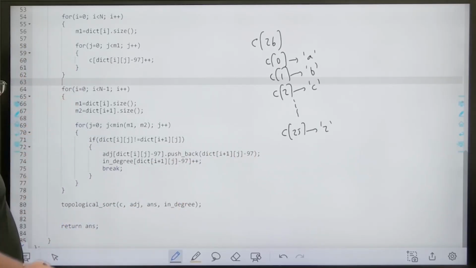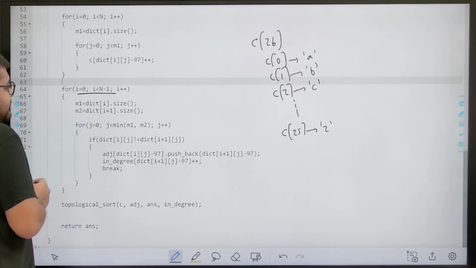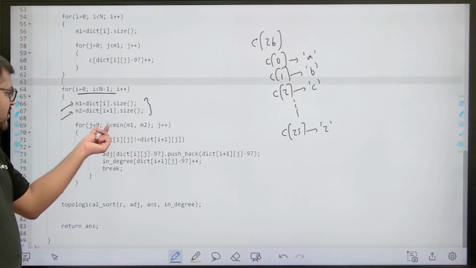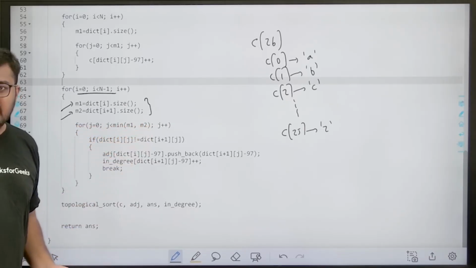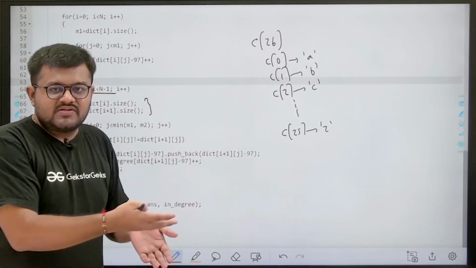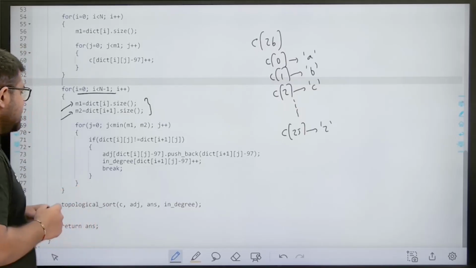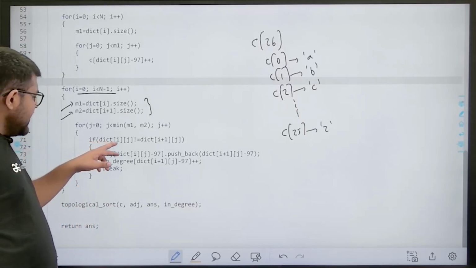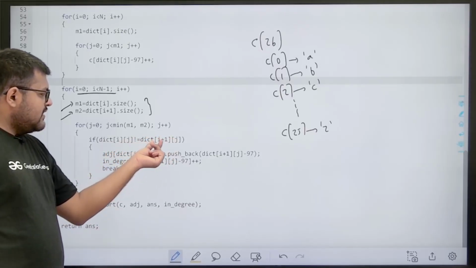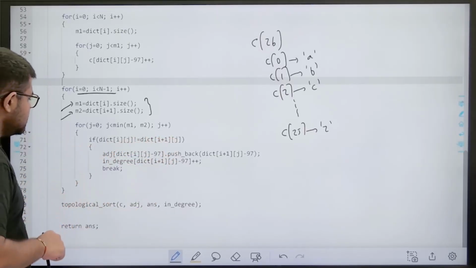Then what I have done is I have traversed all the words, and for every adjacent pair of words, m1 is the size of the ith word and m2 is the size of the (i plus 1)th word. Now I'll find the first mismatching character between the ith and (i plus 1)th word. So how much do I have to traverse? I have to traverse from 0 to the minimum of m1 and m2. If m1 is of length 5 and m2 is of length 7, then I need to travel till 5 only to find the mismatching character. So if dictionary[i][j], meaning the jth character in the ith word, is not equal to the jth character in the (i plus 1)th word, I have found the first mismatching character.